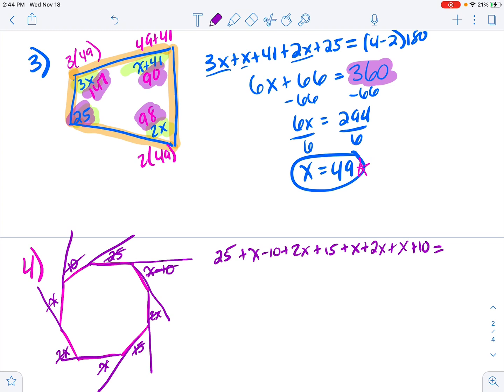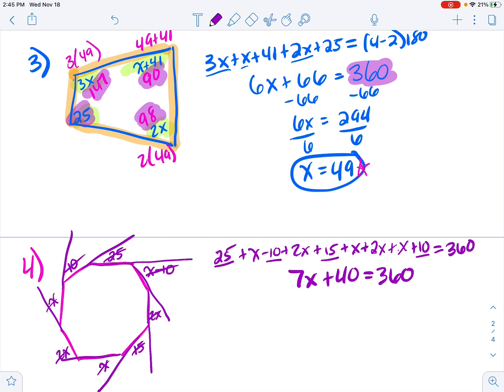Are these interior or exterior? These are exterior. So what do we know the sum of our exterior angles always add to be? 360. So now we can put all of our x's together. I have 1, 2, 3, 4, 5, 6, 7 x's. And then put all my numbers together. 25 minus 10 is 15, plus 15 is 30, plus 10 is 40, so plus 40 equals 360, and then we can solve.